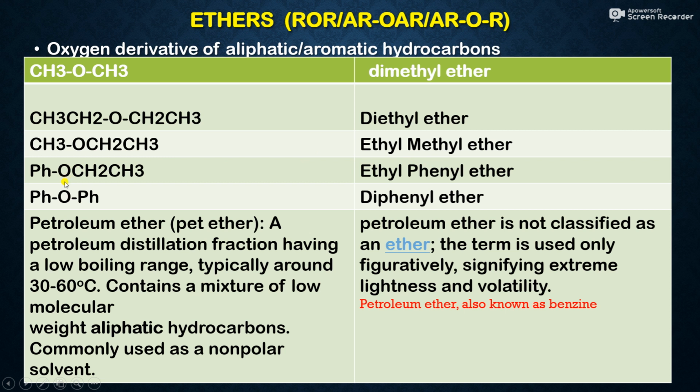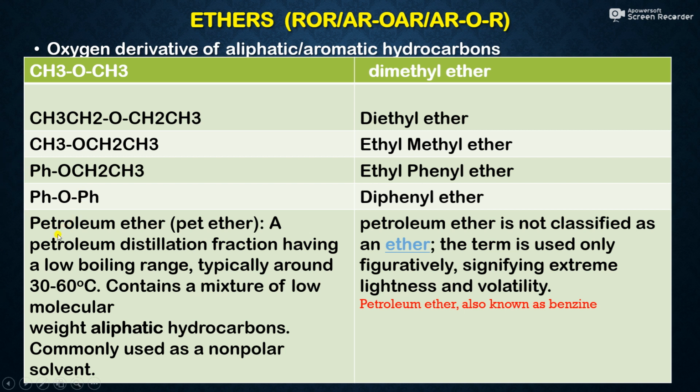Then the next compound is ethyl phenyl ether. In ethyl phenyl ether, there is one phenyl group and the other group is an ethyl group. This is also an example of an unsymmetrical ether. The next compound is diphenyl ether. This diphenyl ether is a symmetrical ether.